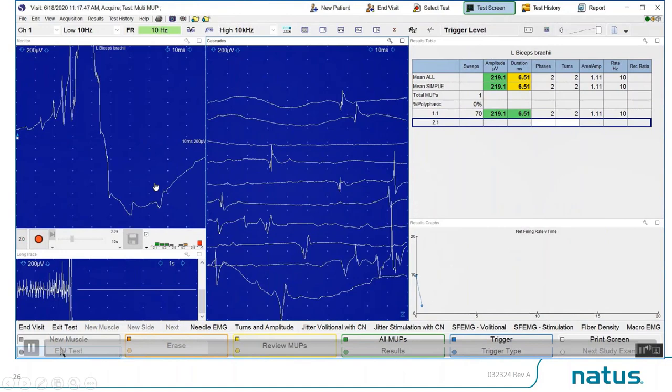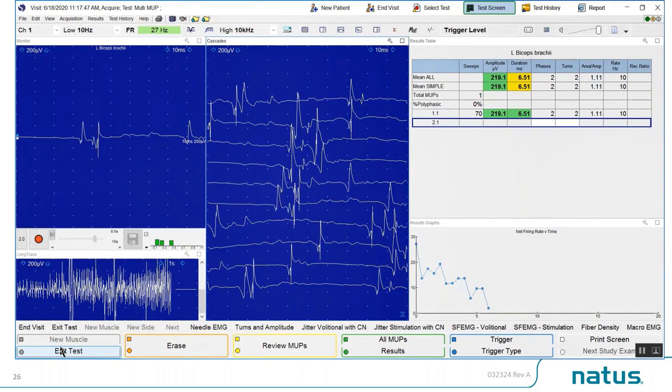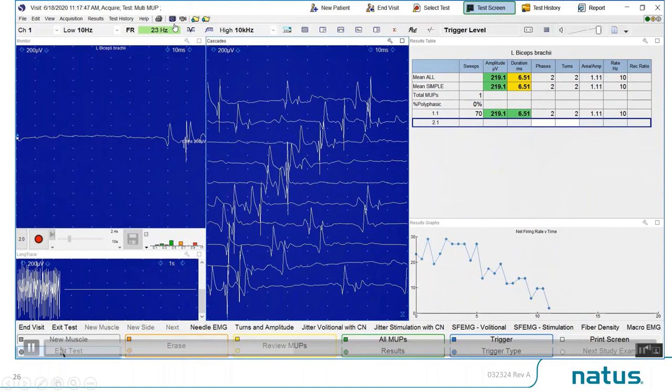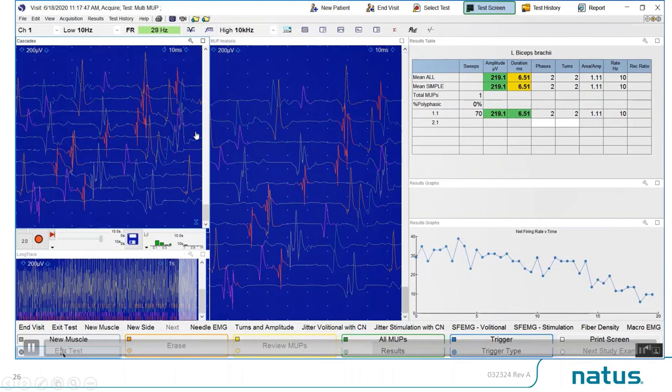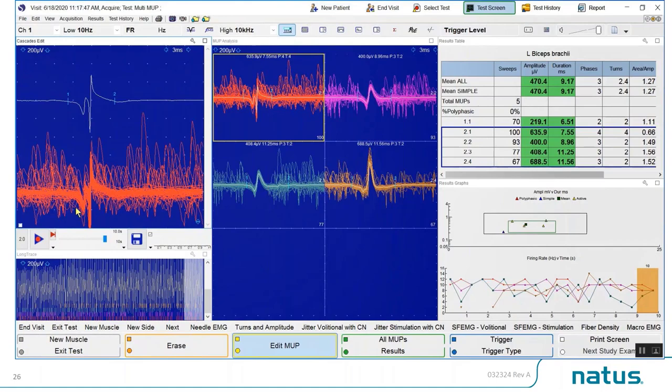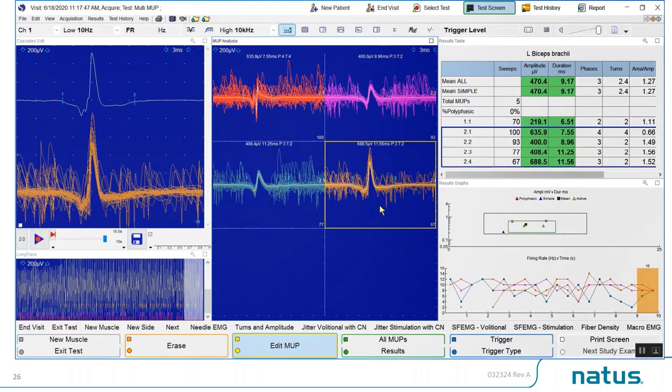I move on to another site. Once again, notice the sharp potential, and here is my cumulative firing rate. I like to be under 30. If it goes more than 30, it gives me a warning over here. And I'm going to record about 10 seconds of EMG activity. Here is the analysis. 4 different motor unit potentials. As a review, you can see there are many waveforms superimposed. Maybe there is a late component over here that I didn't see in free running.